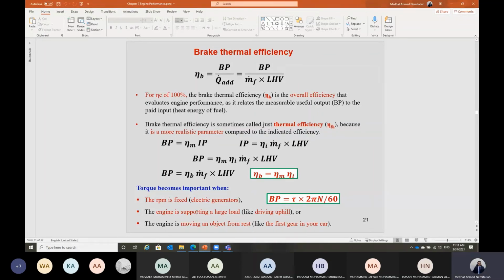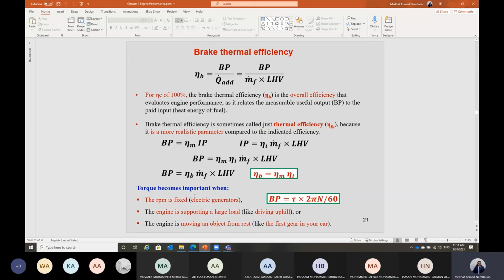Also, if the engine is running at a fixed RPM, like in electrical power generation, where we have a diesel engine connected to an electric generator to generate electrical power, in this case it has to run at a fixed RPM, and we need the maximum torque, so we have to run the engine at the maximum torque. And this is related to the application, guys.